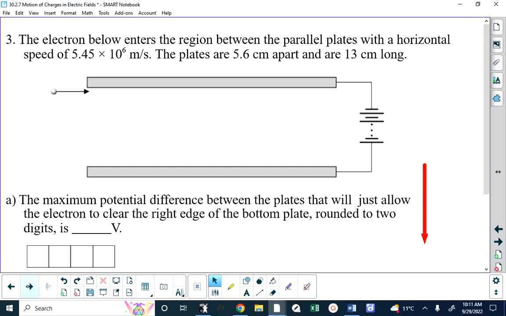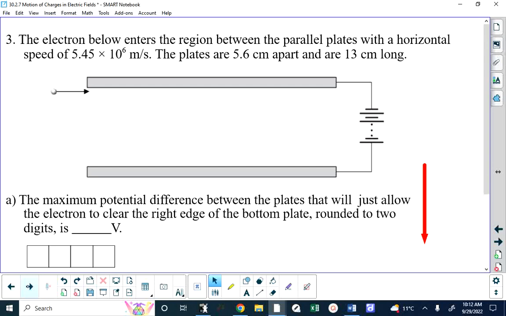But question number 3 is one of those 1-2 physics principle punch questions, where you're given a complicated problem and you have to numerically calculate something, and then you use 2 physics principles. So an electron enters the region between the plates with a horizontal speed of that. The plates are 5.6 centimeters apart and 13 centimeters long. What is the maximum voltage between the plates that the electrons will just clear the plates by?